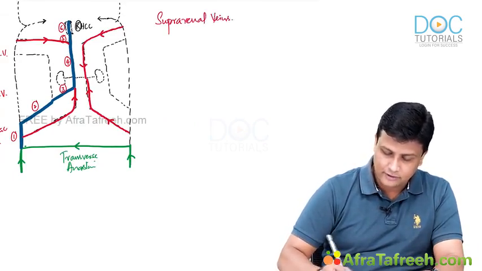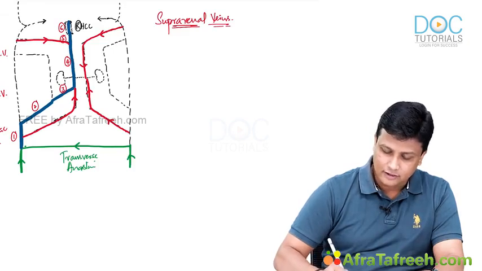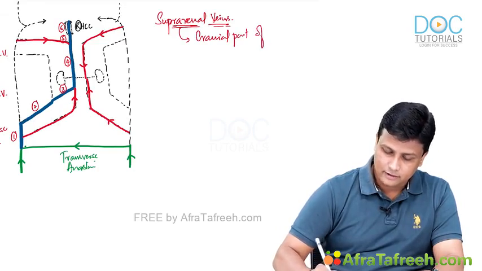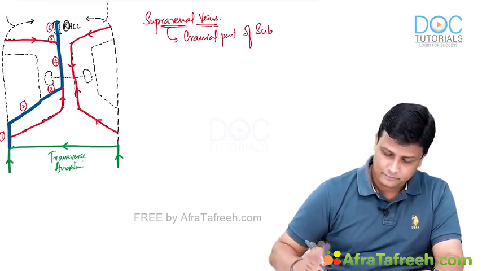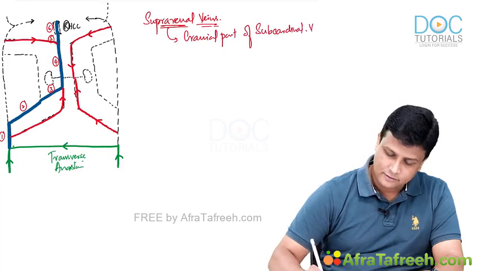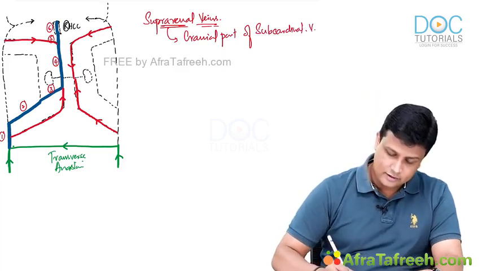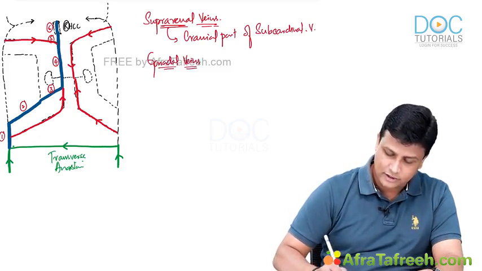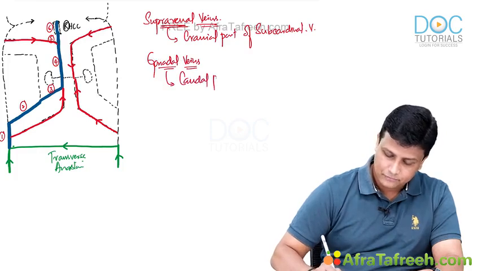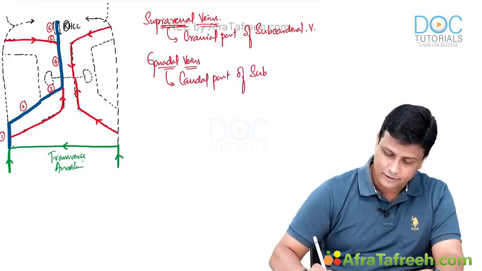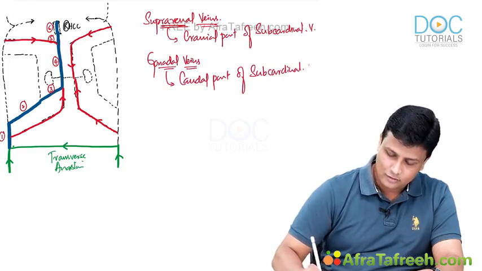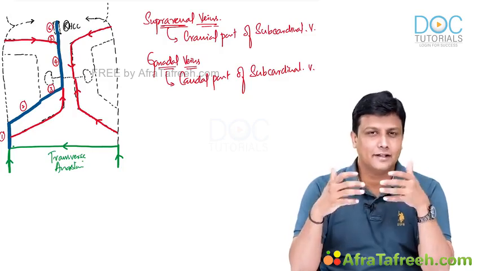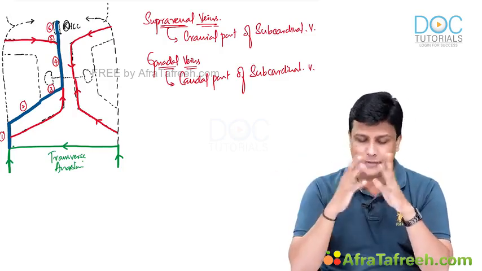Suprarenal veins, which are going to drain the blood from the suprarenal gland or adrenal gland, are derived from the cranial part of subcardinal vein. Whereas the gonadal veins are the ones which are derived from the caudal part of subcardinal vein. Clear here that you don't have to worry about anything over here, guys. Just keep on practicing the diagram and you will keep on getting the answers automatically.